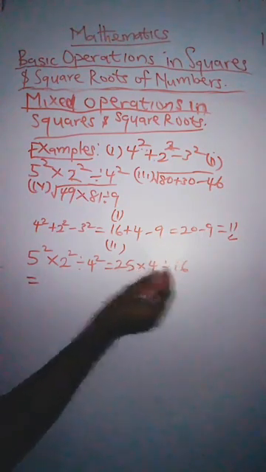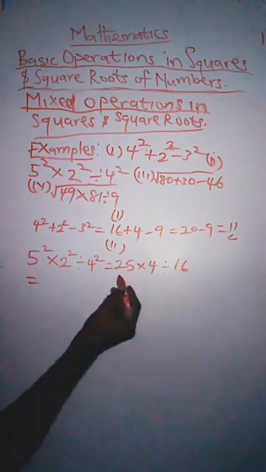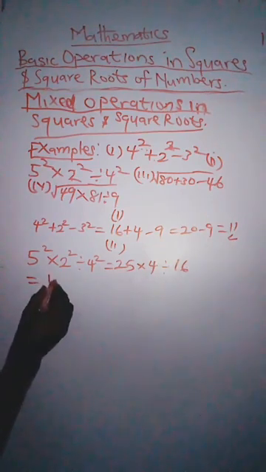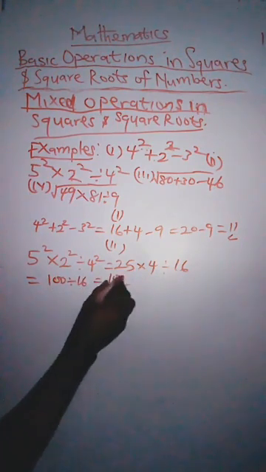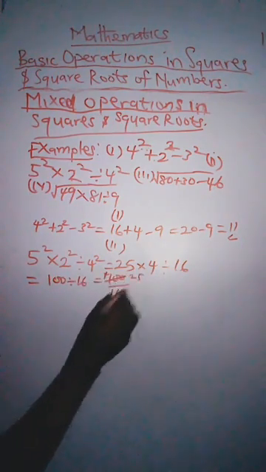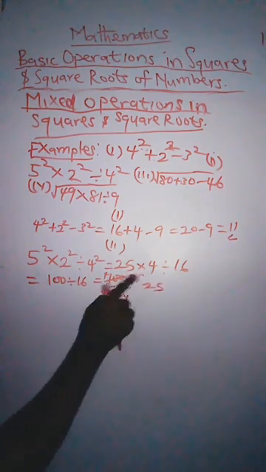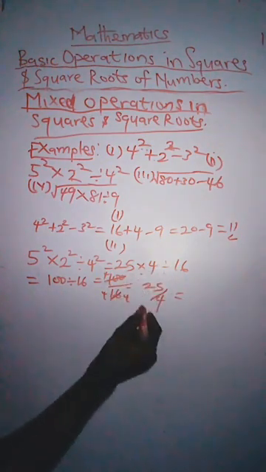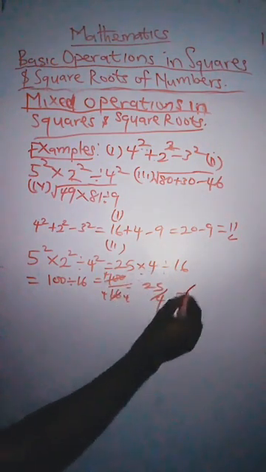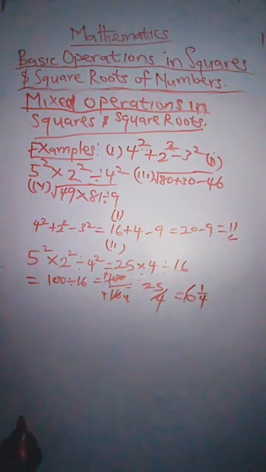Since we have only multiplication and division, they have the same strength, so we can work from here to here. So this is 25 times 4 divided by 16. This is 100 over 16. 4 here 25. 4 here 4. So this is 25 over 4. So this is an improper fraction. We change it to a mixed number. 4 in 25, 6. Remainder 1. So this is the whole number 6, 1 over 4.